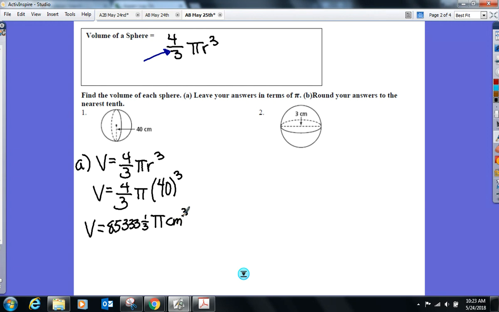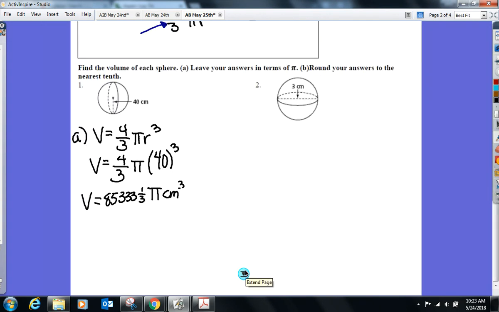We're going back to volume now. Be careful going from surface area to volume. So that's why I cubed the units. If you had another type of fraction that's the same as 85,333 1/3, that's fine. I just asked it in terms of pi, so don't write out a full decimal.